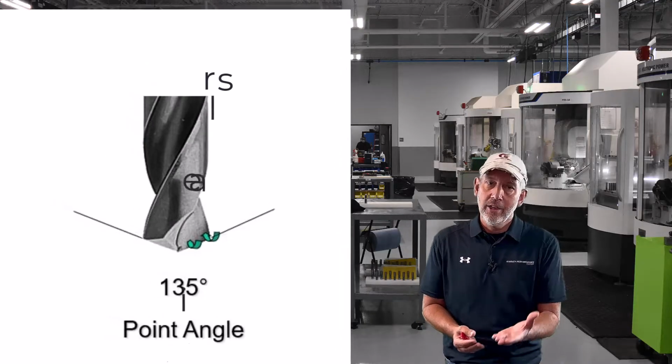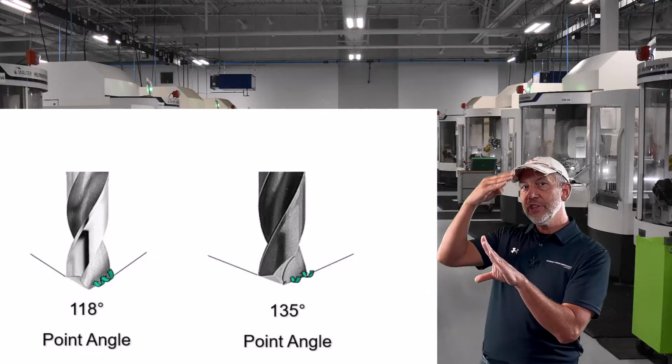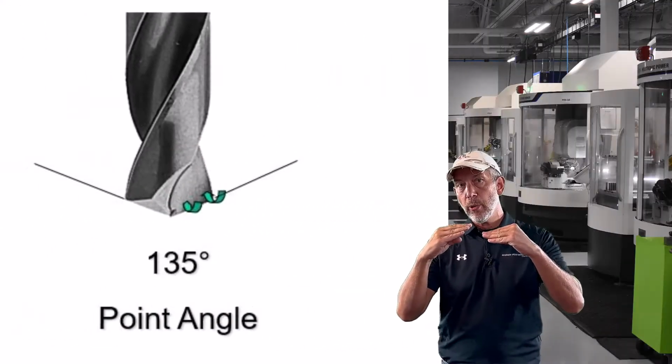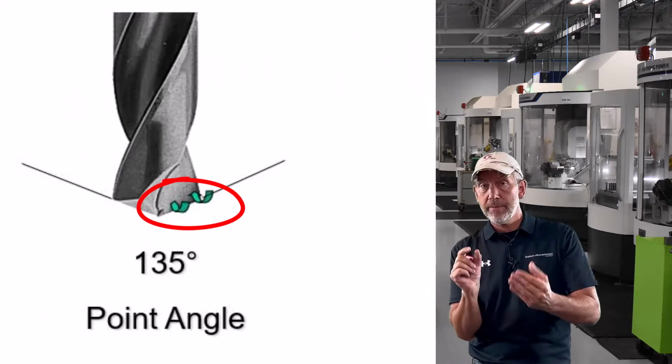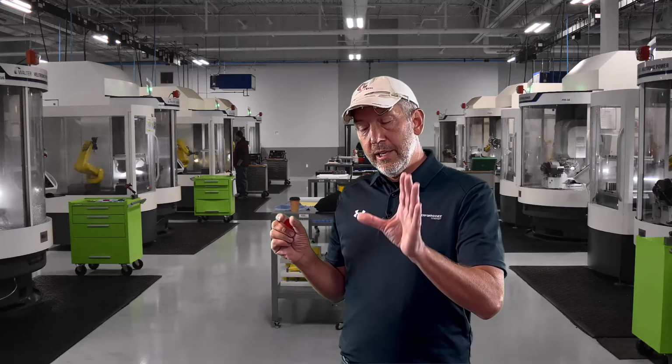Why is that? Well, the steeper the point angle, the longer the chip off the face of the cutting edge. The flatter the point angle, the smaller the chip, less force. Remember what I said? What we're trying to do is generate the least amount of force. So the flatter the point angle, the less force.